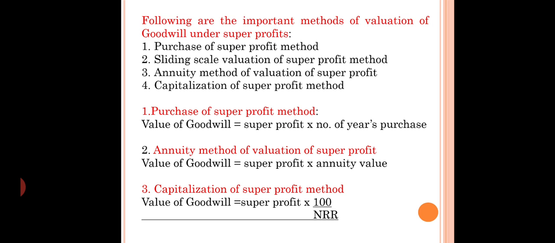And here the amount of goodwill calculated is the maximum one. For calculation of the value of goodwill under the capitalization method, the following formula is used: value of goodwill equals super profit into 100 divided by normal rate of return, that is the capitalization. This is the theory concept of the super profit method. Thank you all.